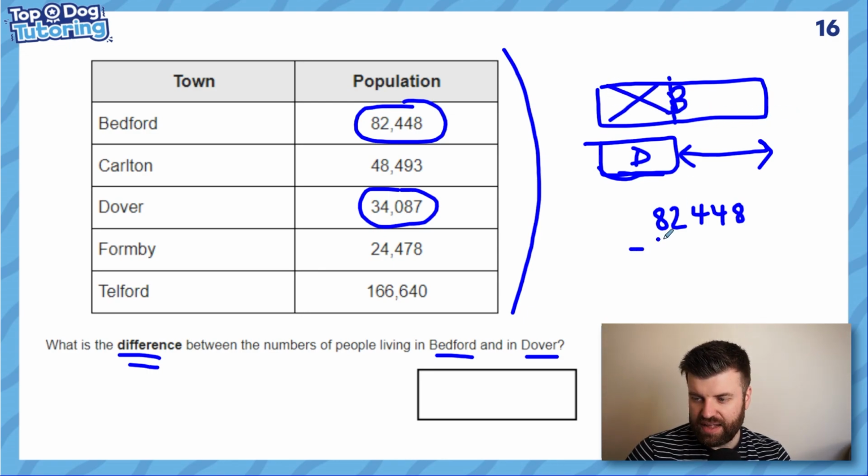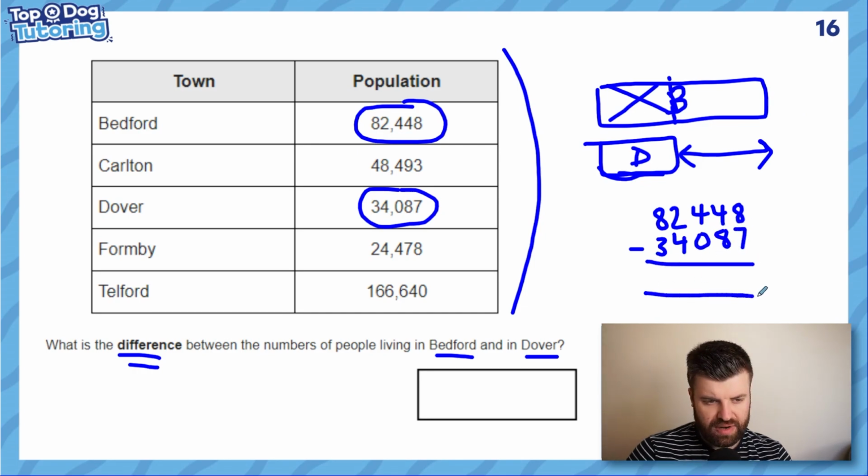So we're going to take away 34,087, and always, always just write it out. You're allowed to write all over the question paper. It's no problem at all. Use this space accordingly. 8 take away 7 is 1.